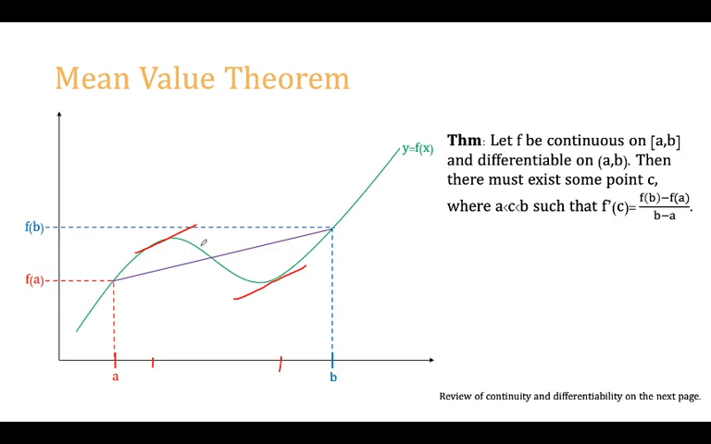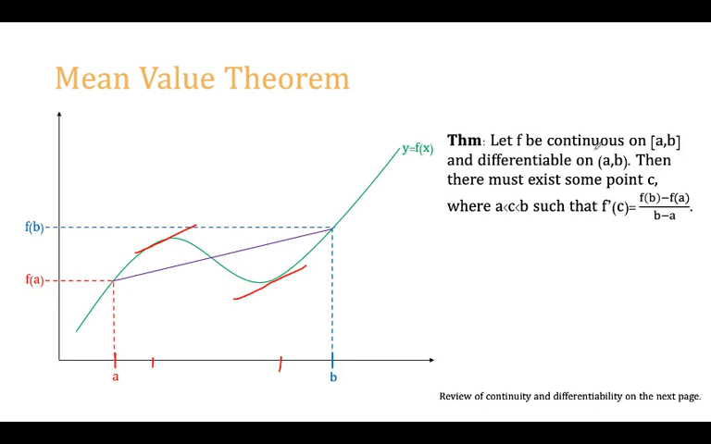So we know that this is continuous because there's no discontinuities here, and differentiable because there's no horizontal or vertical tangent lines that would make it undifferentiable. So it could be written in simple terms like this.